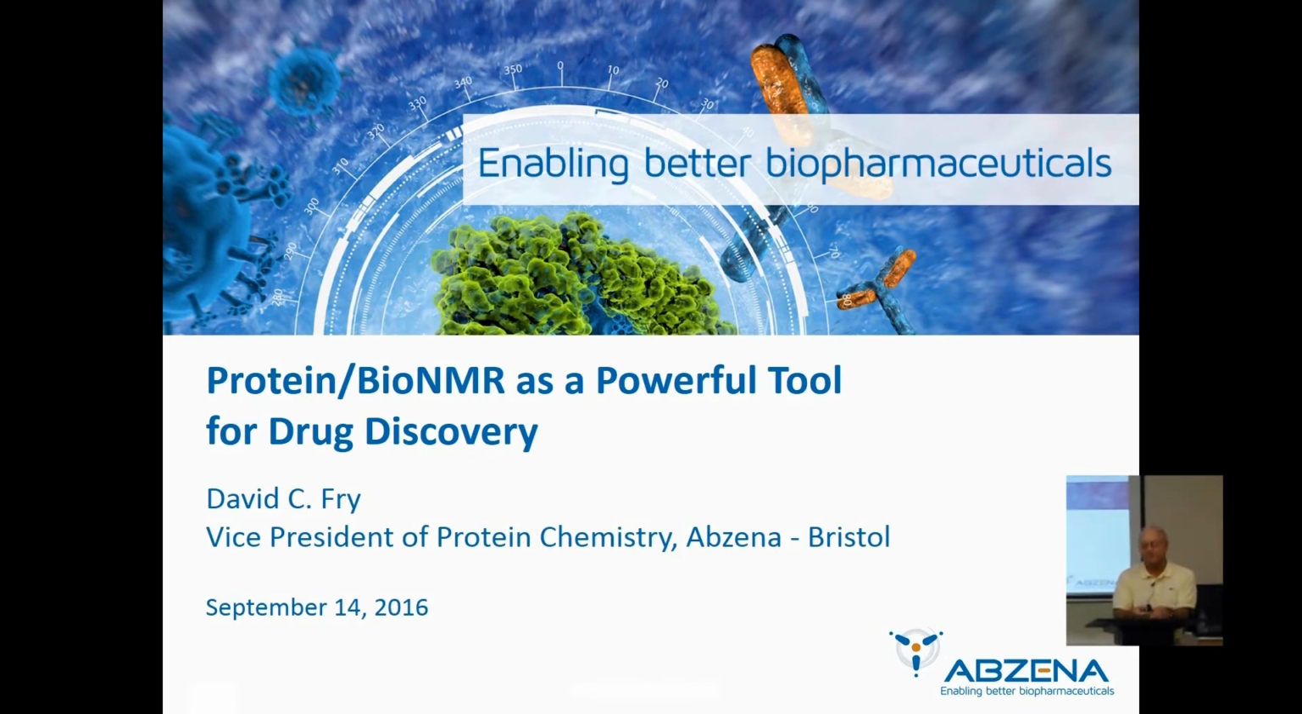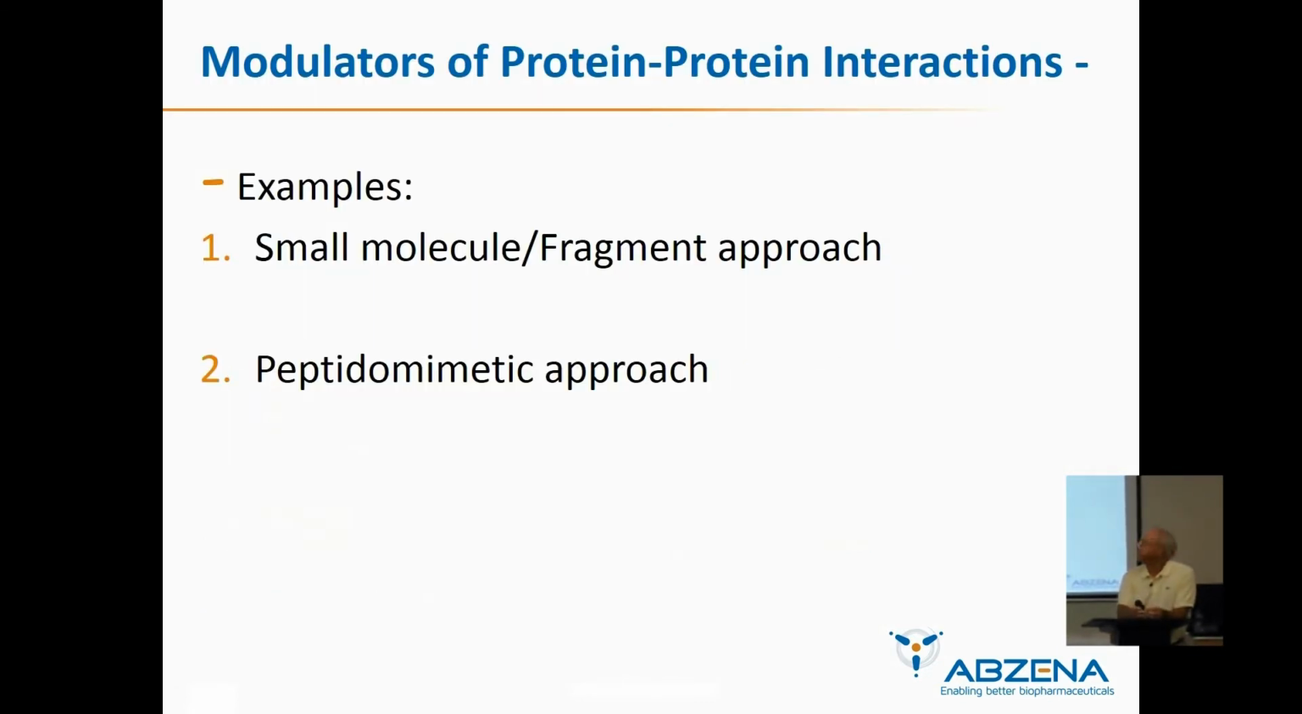So I'm going to present some lessons learned from all these studies, and hopefully you'll get some guiding principles that you can apply to future studies. So the examples I'm going to show all involve what most people consider to be the most difficult target class for drug discovery, and that is protein-protein interaction.